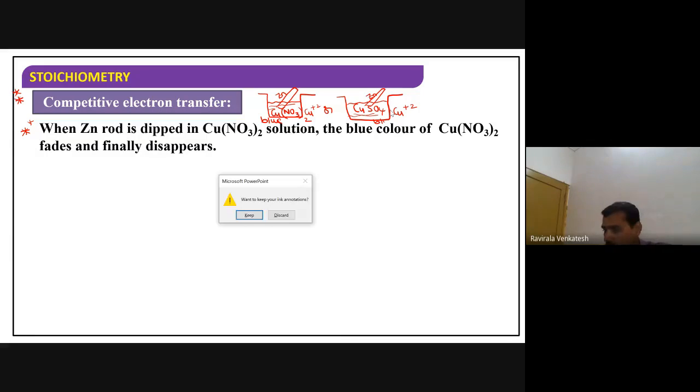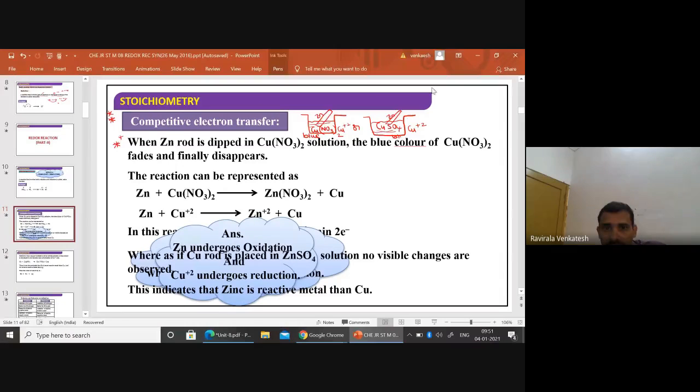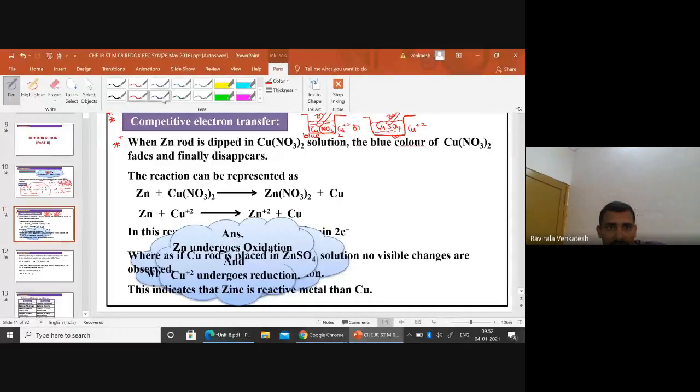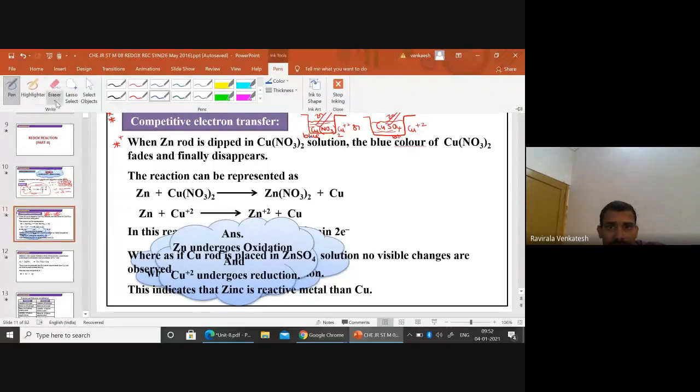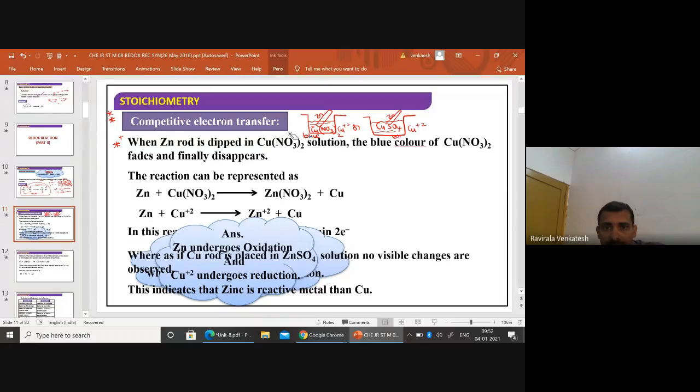I will explain here. First of all, what I'm doing here: which color is it having now? Blue color it is having. This solution is having blue color. I'm writing over blue color. Here also the solution is having blue color. Now this is the blue color solution. Which one is it? Copper plus 2, beta.